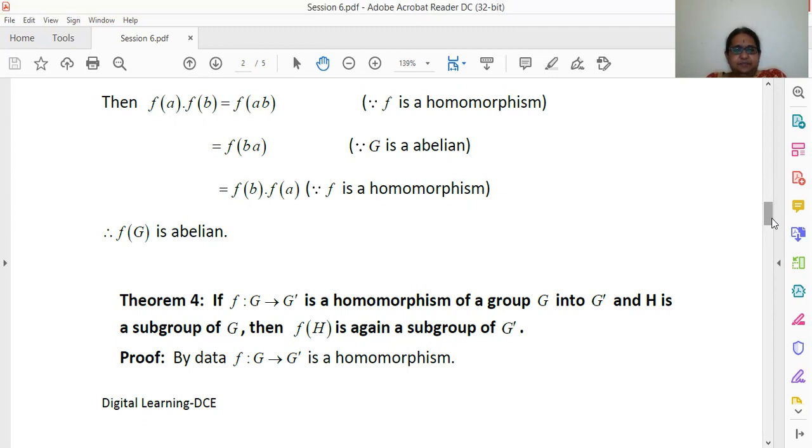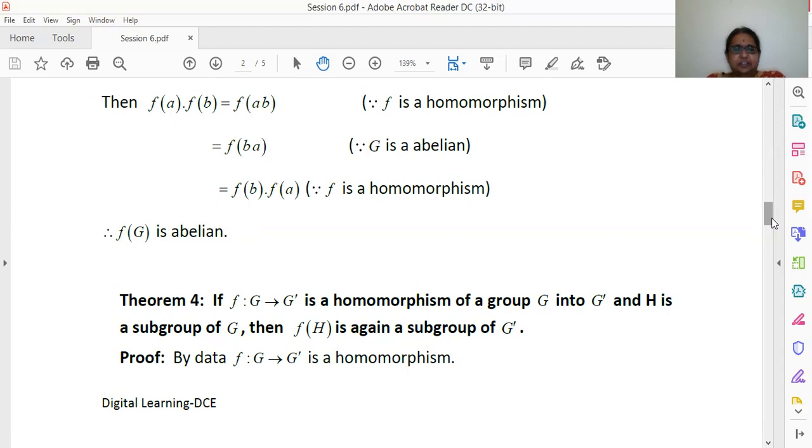Subgroup of G means, first of all, H has to be a subset of G. Then it has to be a group by itself under the same binary operation as that of G. So suppose here we have taken multiplication as the binary operation of G. Then H should also satisfy the conditions of a group with respect to multiplication. That is, it has to satisfy closure, associativity, identity, and inverse. Then only H is a subgroup of G.